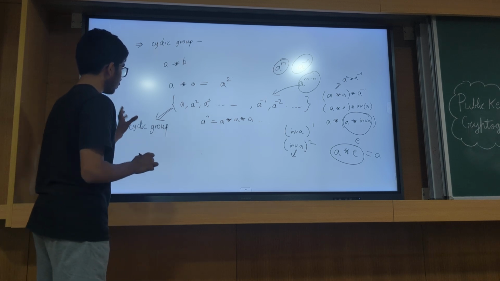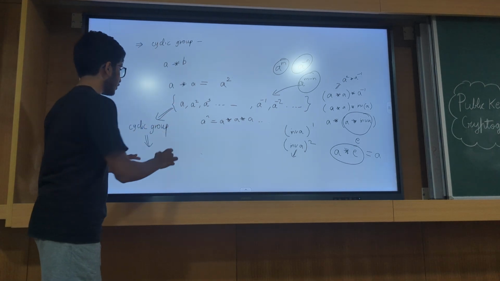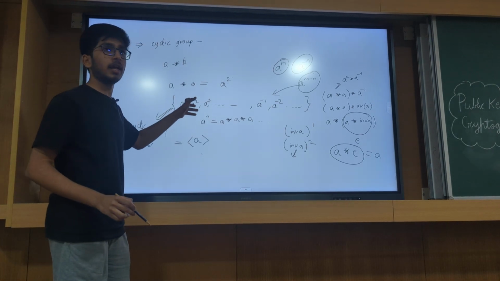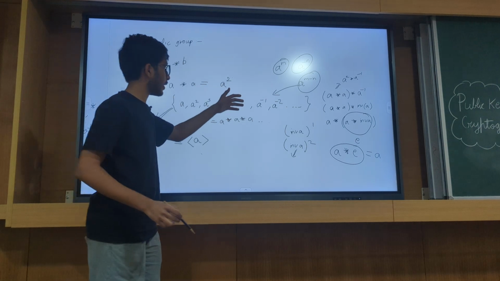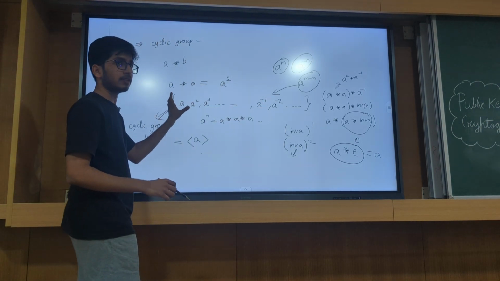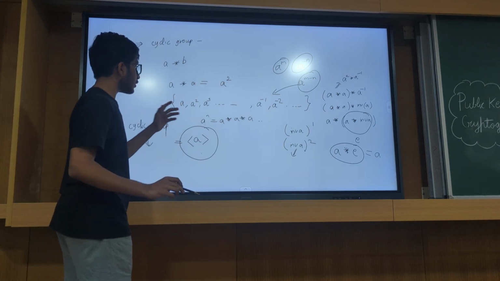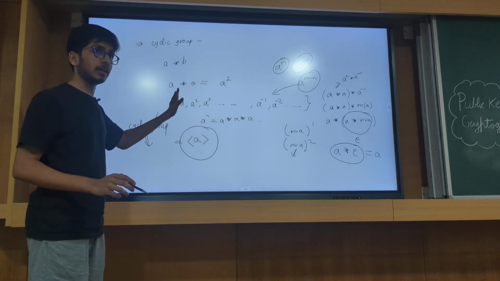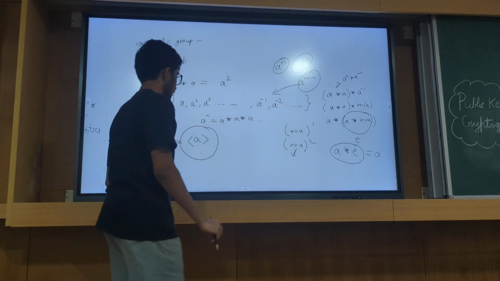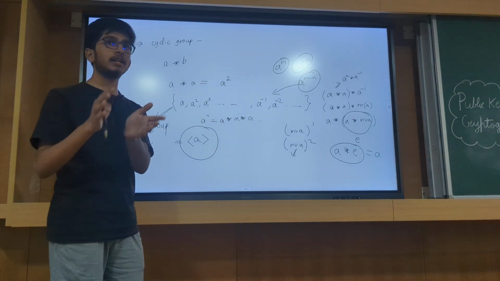So a cyclic group is a group which can be generated by an element. Generated means this thing only, like A square, A cube, so on, A power minus 1, A power minus 2, so on. This means this is generated by the element A. That's what generated means. So if any group can be generated by a single element, then that group is cyclic. So clearly it is generated by A, so it is a cyclic group. And cyclic subgroup means it is a subgroup and it is also cyclic.